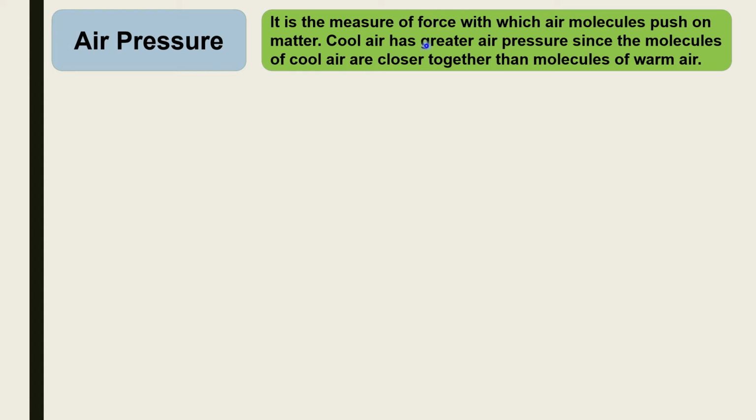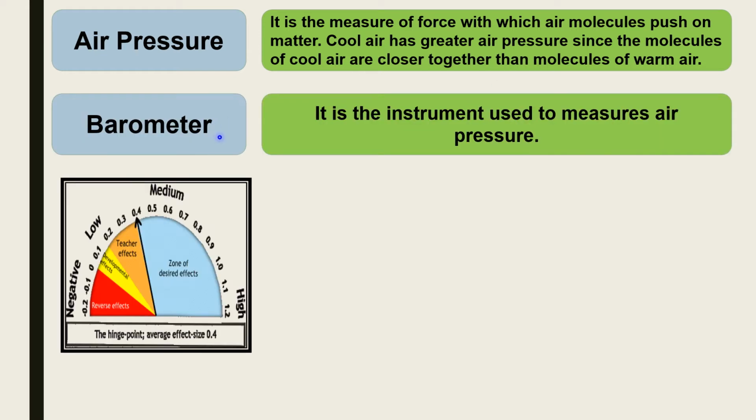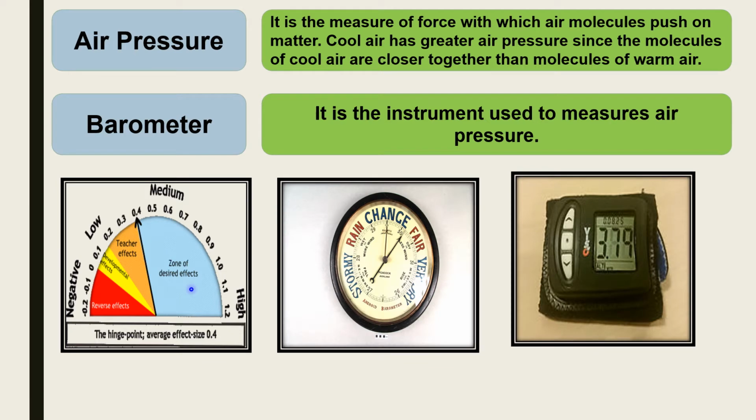Air pressure is a measure of the force with which air molecules push on a surface. Cool air has greater air pressure since the molecules of cool air are closer together than molecules of warm air. The barometer is the instrument used to measure air pressure. So these are the data, and this is the instrument called a barometer. This is the digital one.